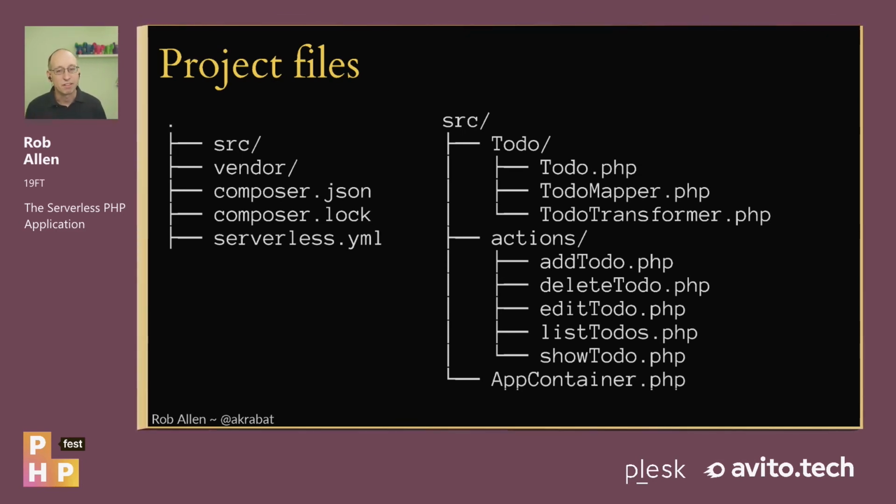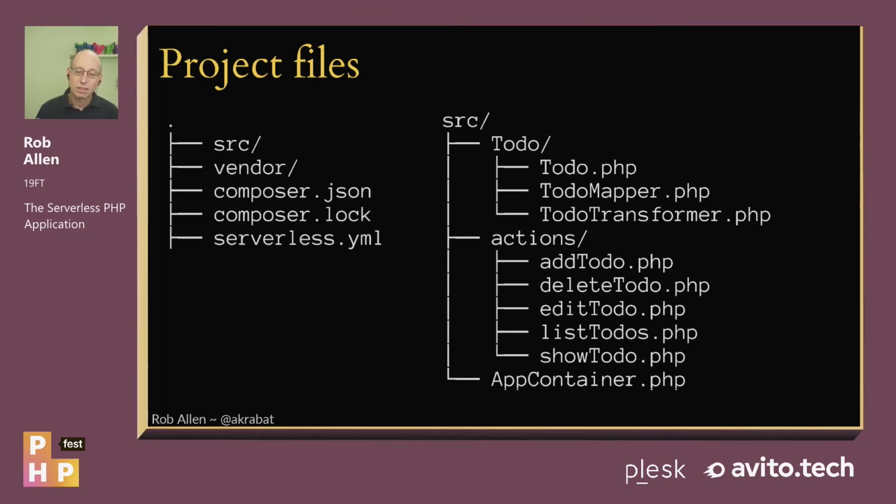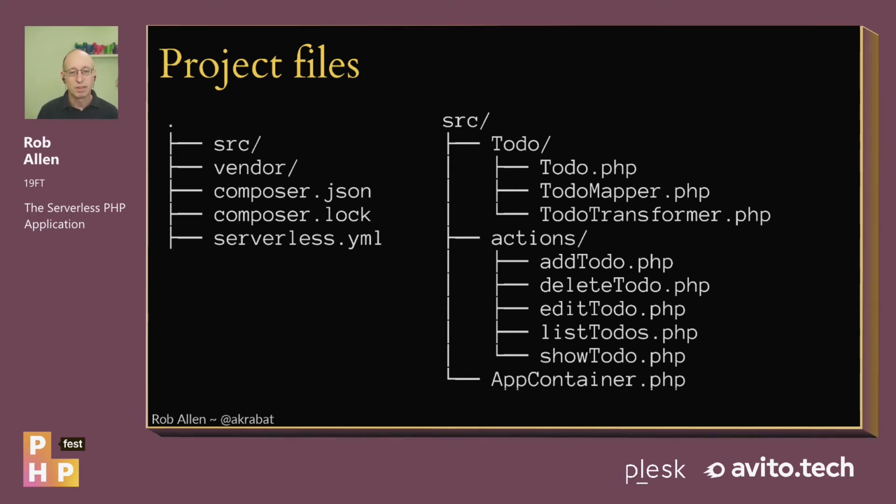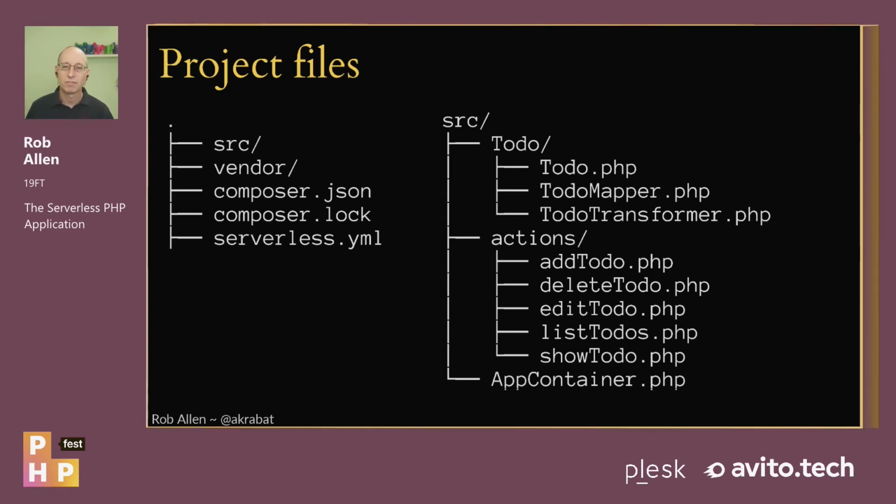Source directory looks like this. We have a to-do folder. The to-do folder is a namespace, like every other project that uses Composer, which holds the business logic for this application. And then we have the list of actions, which very loosely map to controller actions within a framework like Laravel or Slim framework or something like that, where I've got my add to-do, my delete to-do, edit to-do, etc. And I also have a DI container called AppContainer.